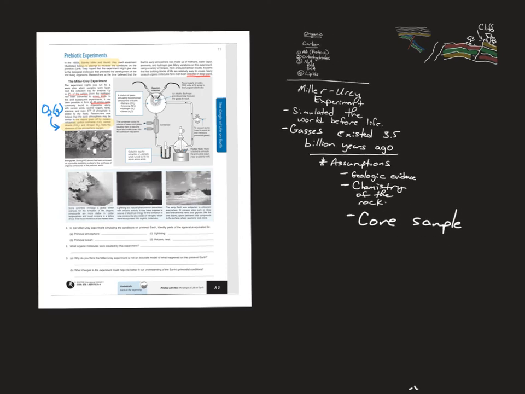So now let's try to answer these questions. In the Urey-Miller experiment simulating the conditions of primeval Earth, identify parts of the apparatus equivalent to below. The primeval atmosphere would be part of what here in this experimental outline? Lightning would be simulated by what here? The primeval hot ocean would be simulated by what part here? And the volcanic heat would be simulated by what here? What organic molecules were created in this experiment? Well, again, you can read the answers here.